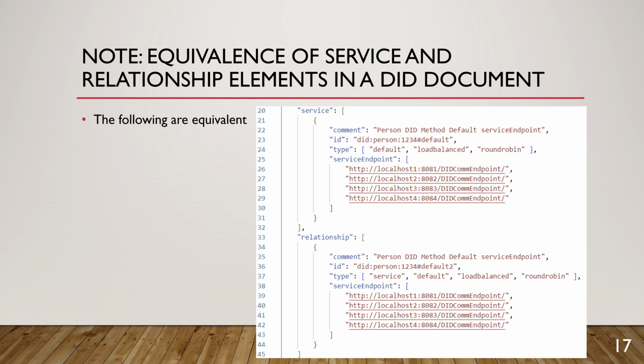But the point here is it's a service element of type default. If we look at line 24, type default load balanced and round robin. If we look at the relationship definition in line 33, we can see that it's of type service default load balanced round robin. So relationships are in fact a generalization that can be used to represent, again, collections of arbitrary type relationships in DID documents. And the existing or prevailing service element actually just becomes a special type of relationship. So perhaps over the fullness of time, people will migrate from using services to using relationships, because relationships give you a much broader capability for representing arbitrary typed relationships.